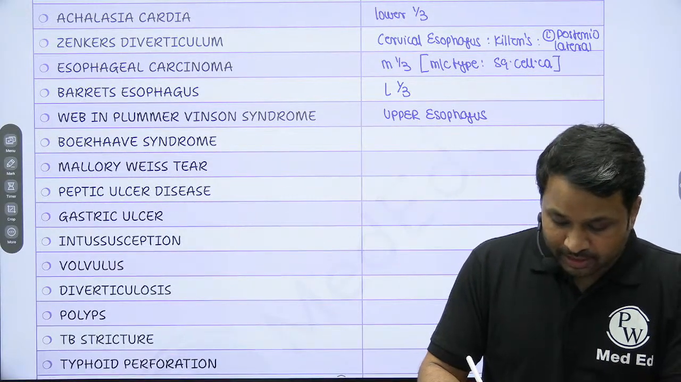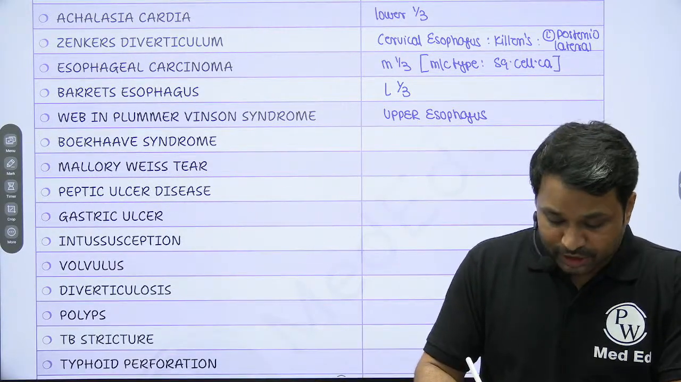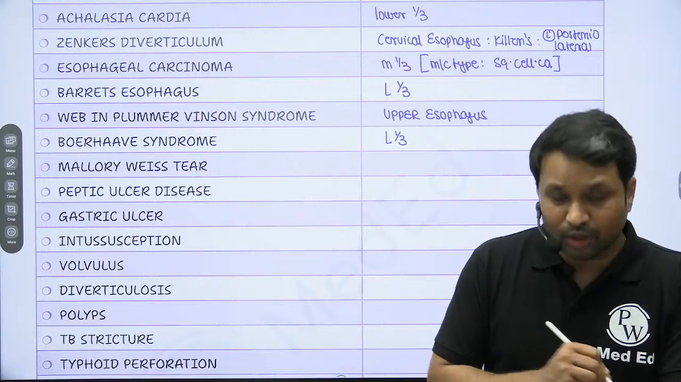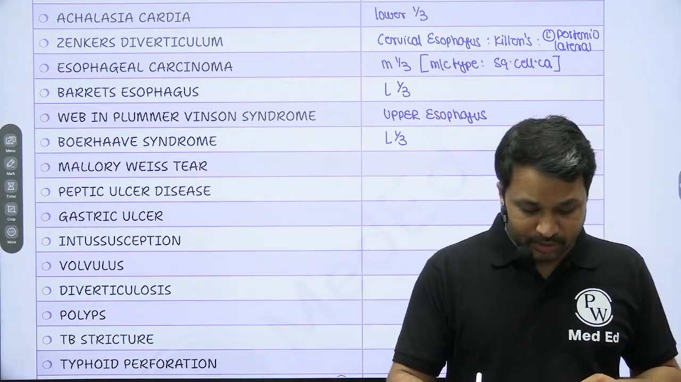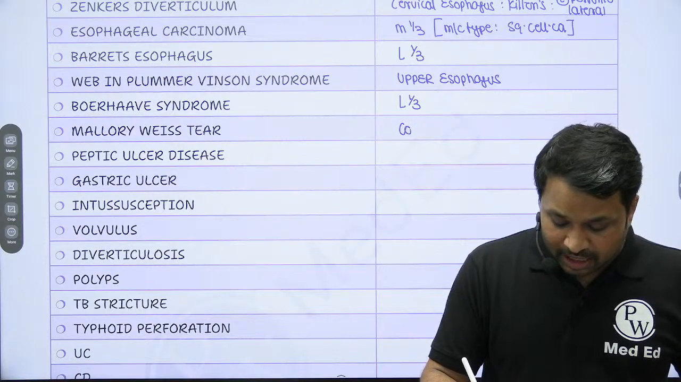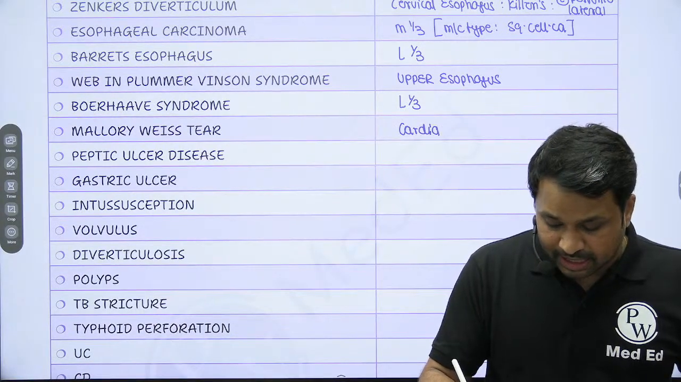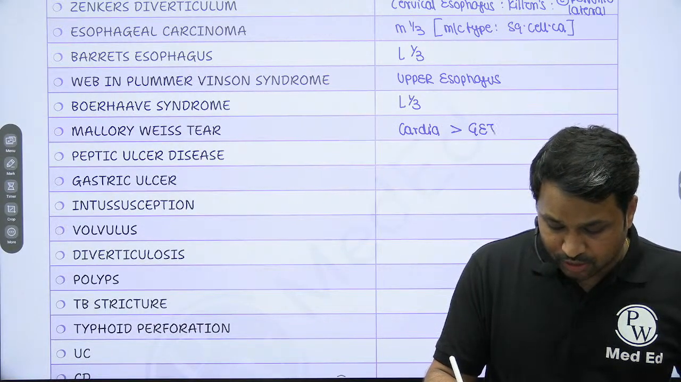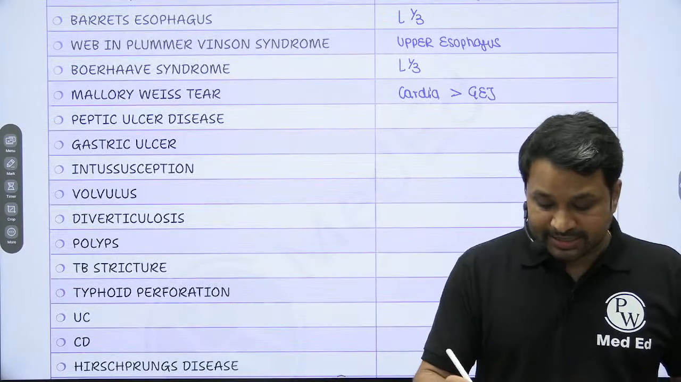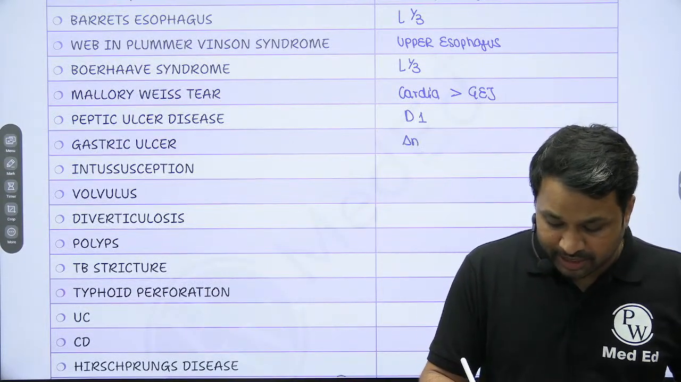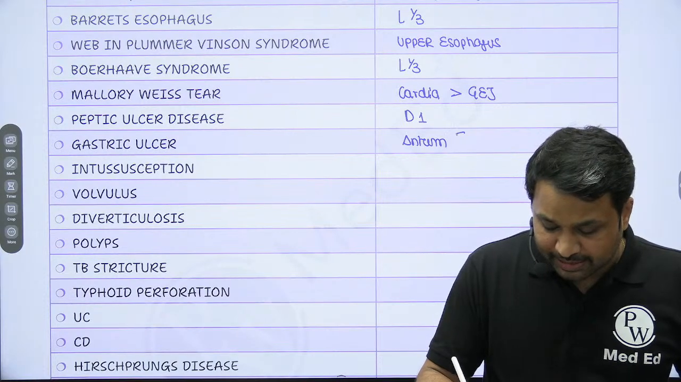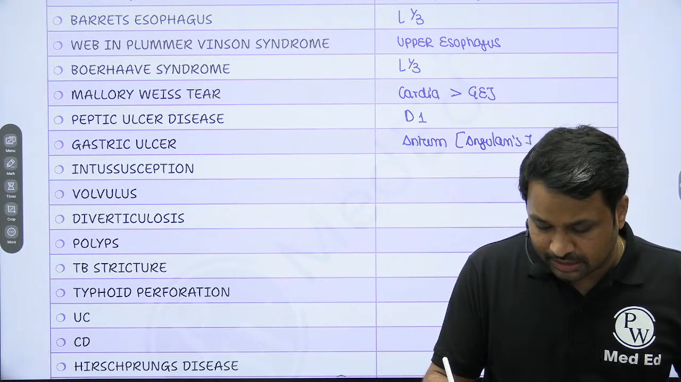Boerhaave syndrome कहाँ मिलेगा? Boerhaave syndrome का जो perforation है, it is seen in the lower 1/3 of the esophagus. It is also going to be a posterior perforation that you will see. Mallory-Weiss tear का tear कहाँ मिलेगा? कल ही मैंने आपको बताया था, it is seen in cardia when compared to the gastroesophageal junction. Peptic ulcer disease का most common site क्या है? First part of the duodenum. Gastric ulcer, it is going to be antrum. Antrum में precisely बोलोगे, it is going to be at the lesser curvature which is at the angularis incisura.